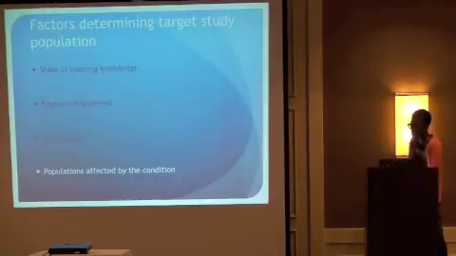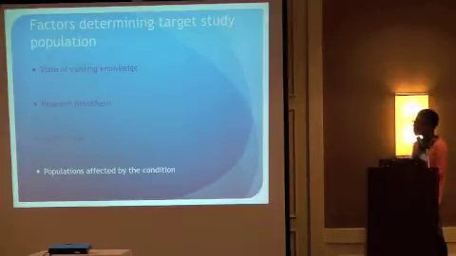Some would consider how much of the minority population is affected by the condition, which is typically referred to as the disease burden. And so populations that have higher likelihood of the disease should be well or overly represented in the research trials, as they would be the ones that would likely receive the greatest benefit from scientific advances related to that disease.